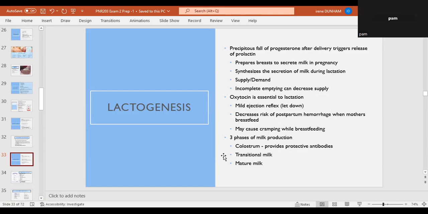And then you have your 3 phases of milk production. And you have the colostrum, and the colostrum is kind of watery looking to mom. And she goes, oh, that doesn't have anything in it. No, that has great antibodies. Yes, feed the baby. Baby's going to be fine. And then you have your transitional milk. And of course, that goes to your mature milk.